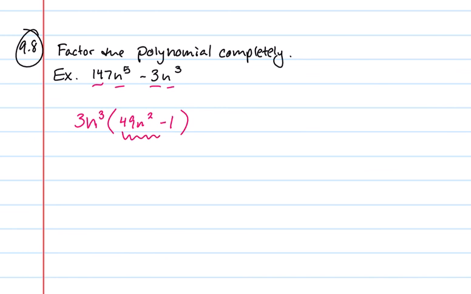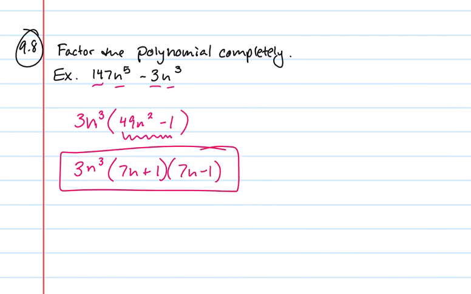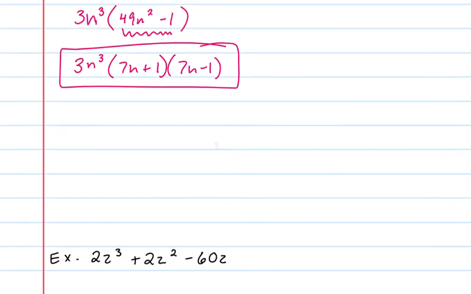And I can still factor this. It is a difference of squares. 3 didn't magically turn into a 2. 3n cubed. And that becomes 7n plus 1 times 7n minus 1. Alright, that is a pattern that you need to memorize, write down, note, and study.